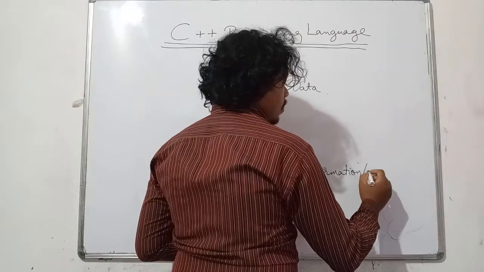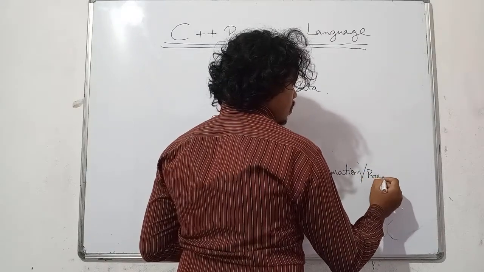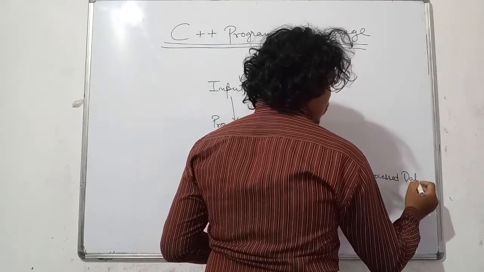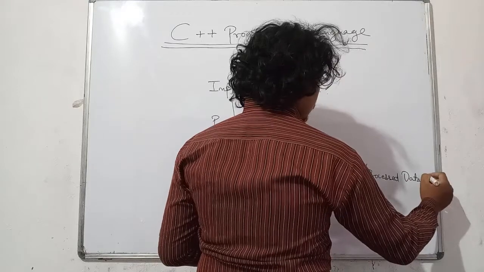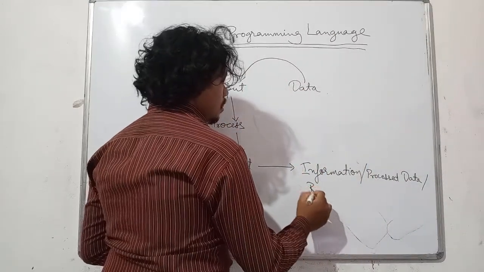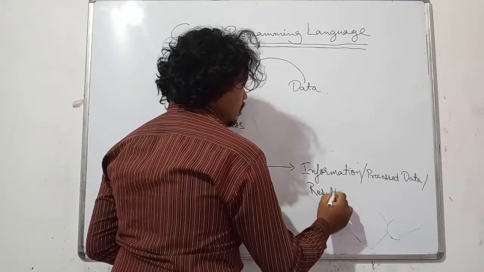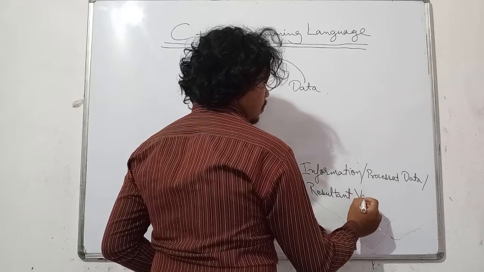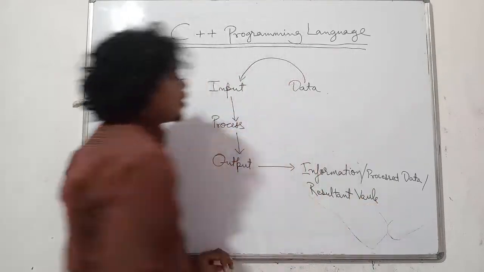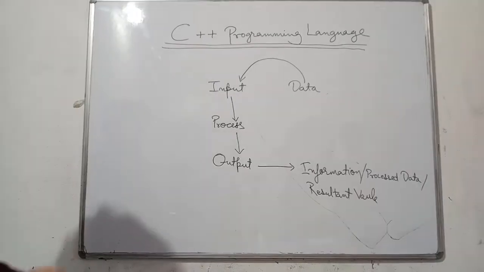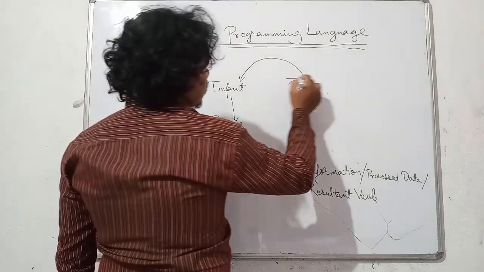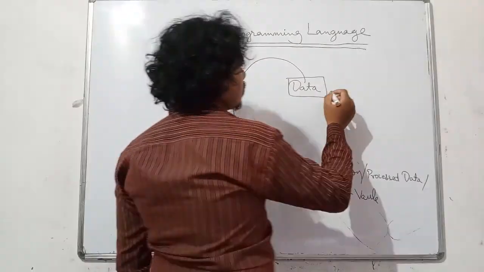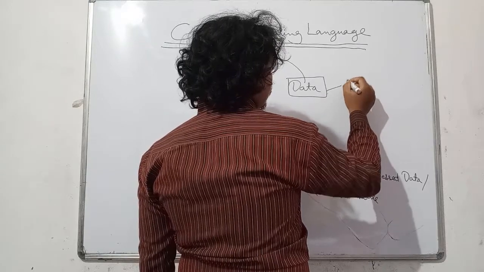Or you can say processed data, or you can say a resultant value. So data can be in any form. Data can be any value.